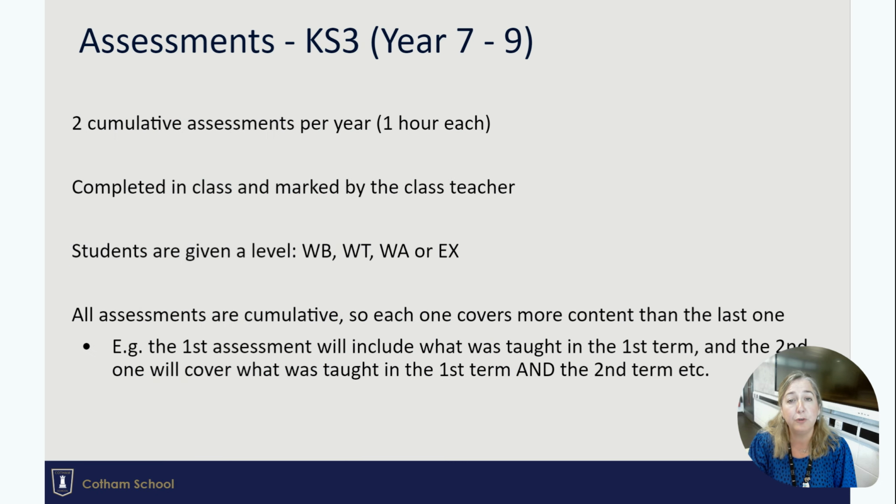And as I've already said, we have 2 cumulative assessments. So in year 7, the first assessment will be on everything they've studied in year 7 so far, and then the second assessment is everything that they've studied in the whole of year 7. In year 8, the first assessment will consist of everything they've studied in year 7 and 8 so far, and then at the end of year 8, the second assessment will be everything they've studied in year 7 and 8. These assessments are marked by the class teacher, and the students will be given one of 4 grades: working below, working towards, working at, and exceeding.